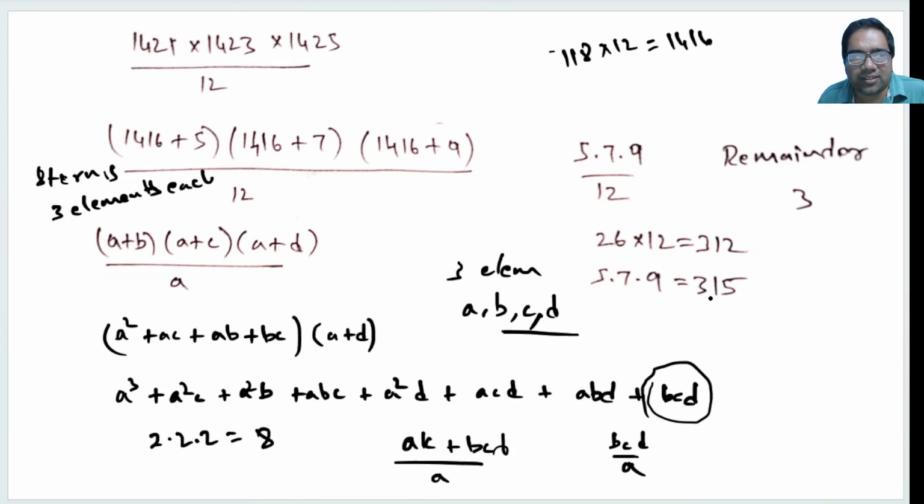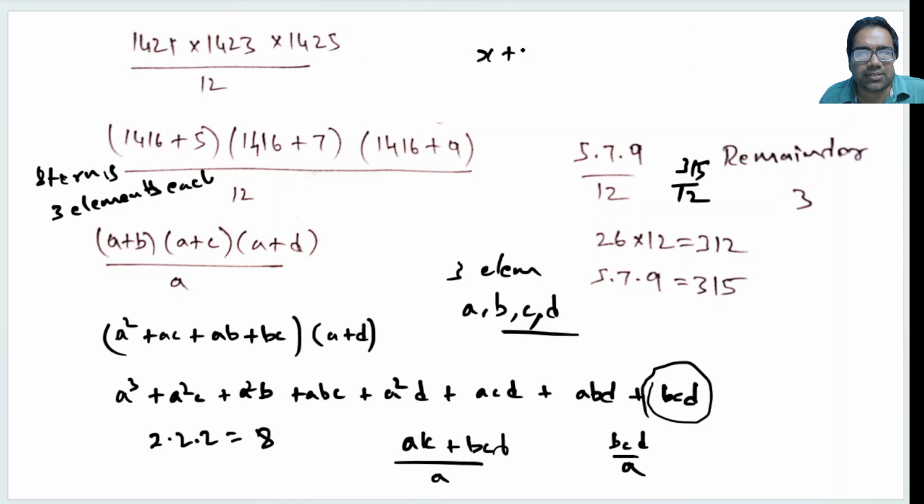5 into 7 into 9 is 315. So we have to just solve for 315 by 12, whatever is the remainder. 26 into 12 is 312, so the remainder is actually 3. So this entire problem just boils down to what is the remainder of 5 into 7 into 9 by 12. Hope you understood. We used a similar phenomenon in one of the earlier cases, similar logic, while using the binomial theorem.